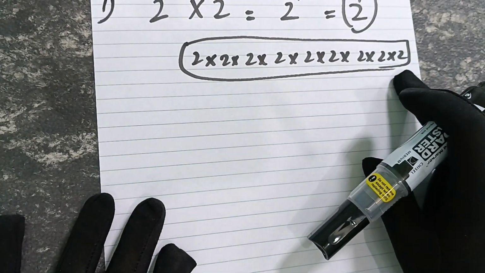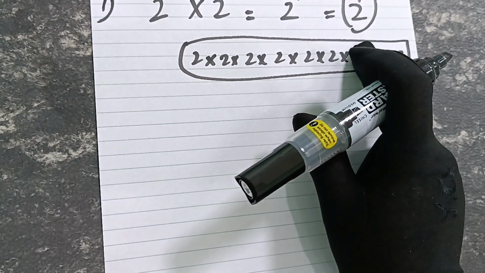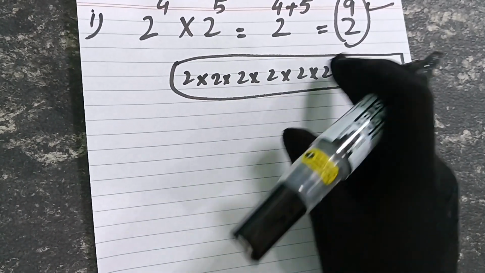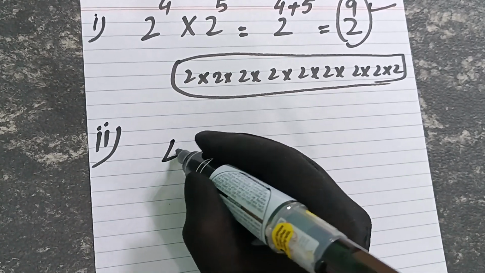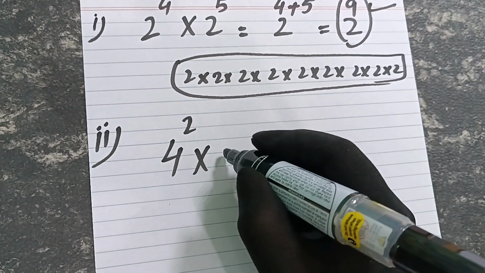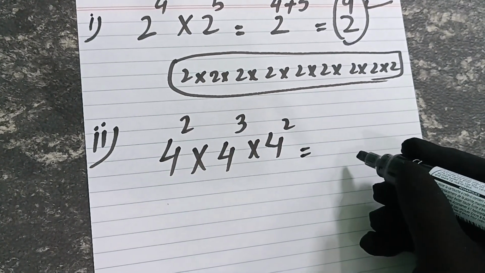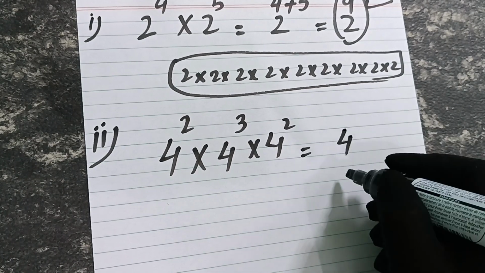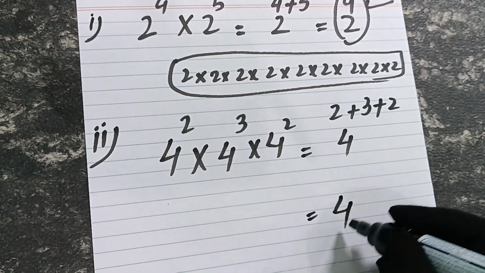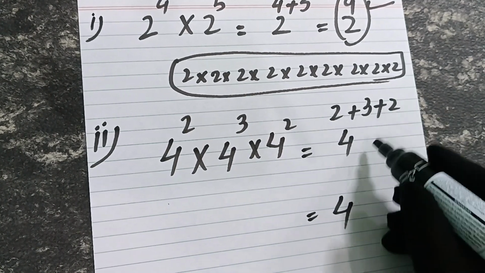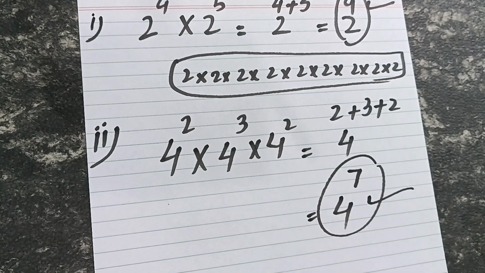You may make a mistake in multiplying like this, but here it will be easy and simple to solve, and there is less chance of mistakes also. Second example with another number: 4 power 3 times 4 power 2. Using the first law of exponents, we write 4 and add the powers 3 plus 2, so it will be 4 power 5. This answer can be solved by using a calculator also.